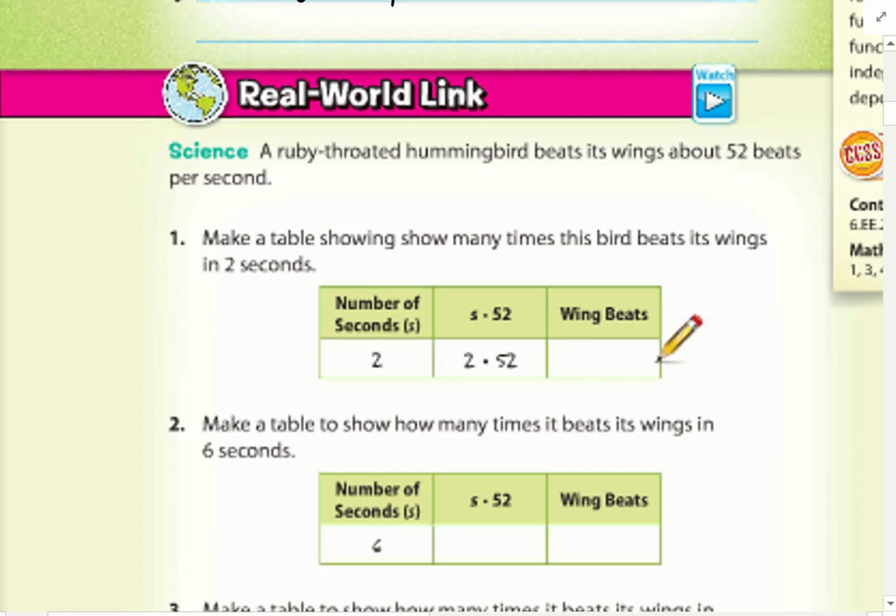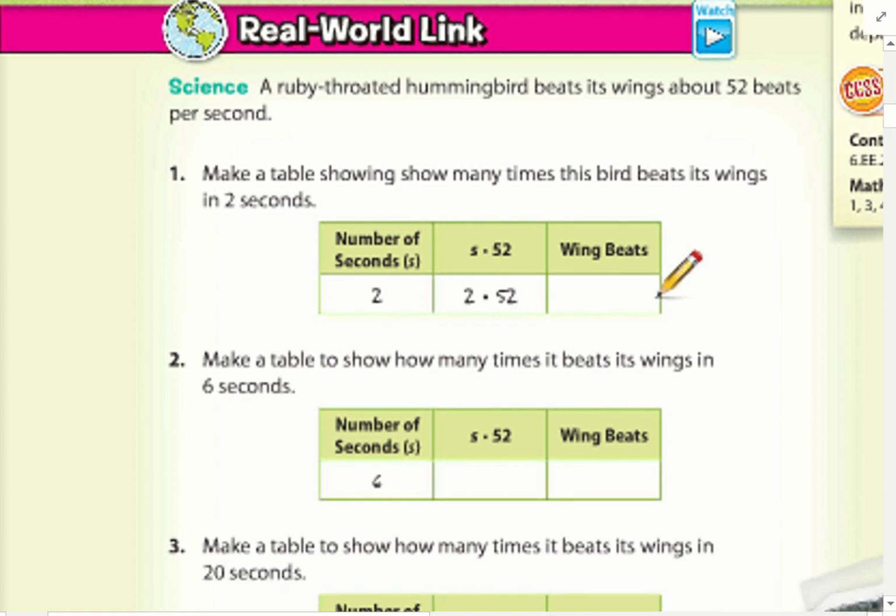So the real-world link. A ruby-throated hummingbird beats its wings about 52 beats per second. Make a table showing how many times this bird beats its wings in 2 seconds. So the first thing we have to do is find the expression. And this is from Chapter 6. So they find the expression, and they know this expression is going to be s seconds times 52.